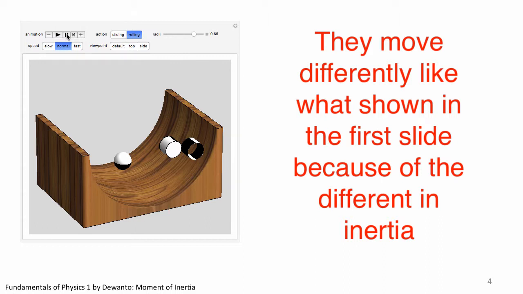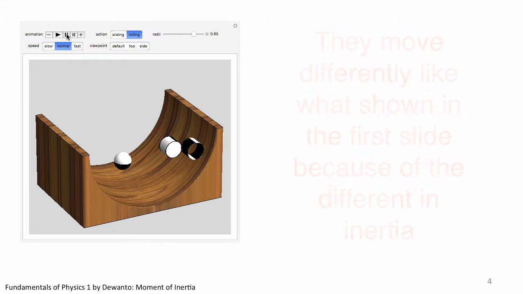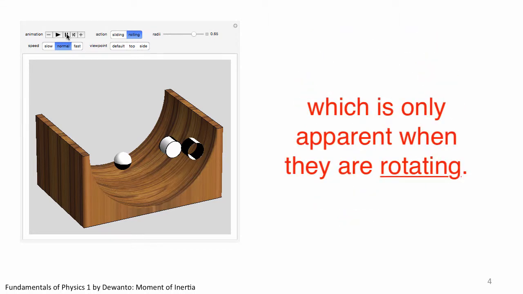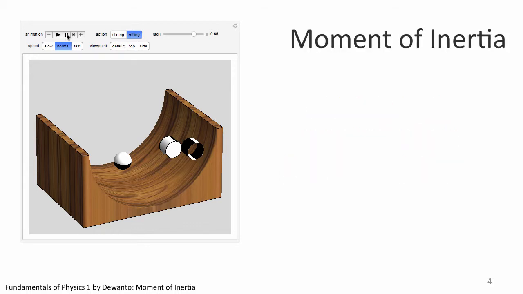Now, what's the difference between the first and second run? Well, in the second run, they were rolling down instead of sliding down. We thus can't help but attribute this apparent difference in the inertia to the rotational motion of the object. This inertia, which is attributed to the rotational motion of the object, we have a technical term to refer to it. It is called moment of inertia.